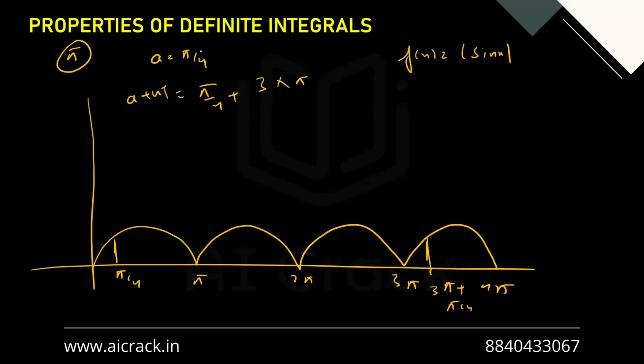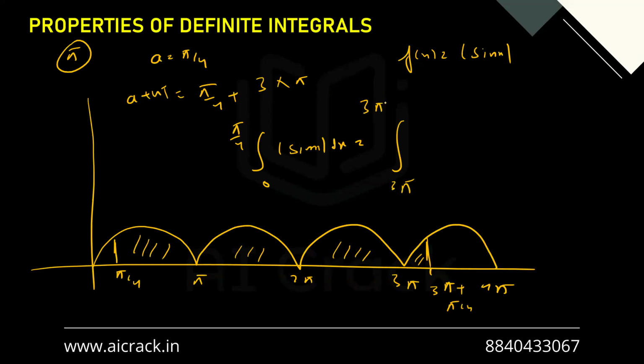So we are going from a equals pi by 4 to a plus nT, that is pi by 4 plus 3 into pi. So what is happening over here? We want to calculate this area, this area, this area, and this area. We are missing out this particular area. Now, since this is a periodic function, can we say that integral 0 to pi by 4 mod sin x dx is the same as integral 3 pi to 3 pi plus pi by 4 modulus of sin x dx, right? This particular area is the same as this particular area, right?